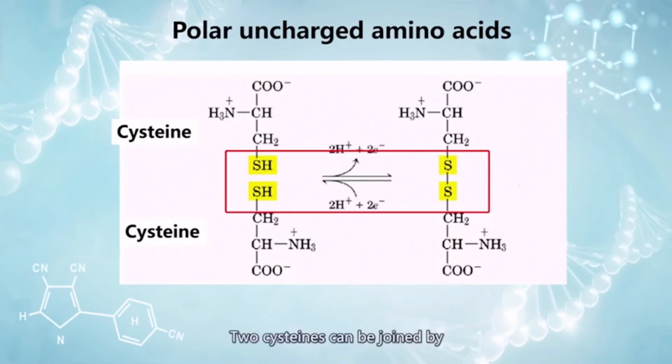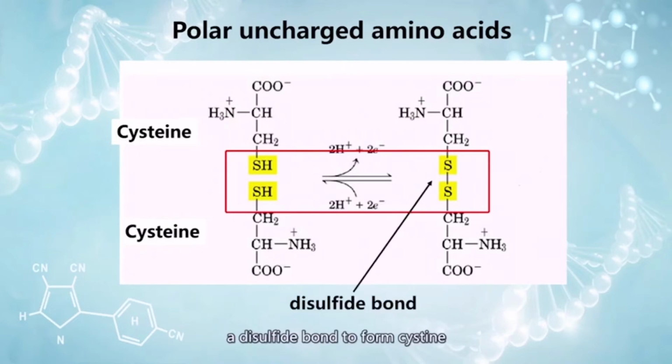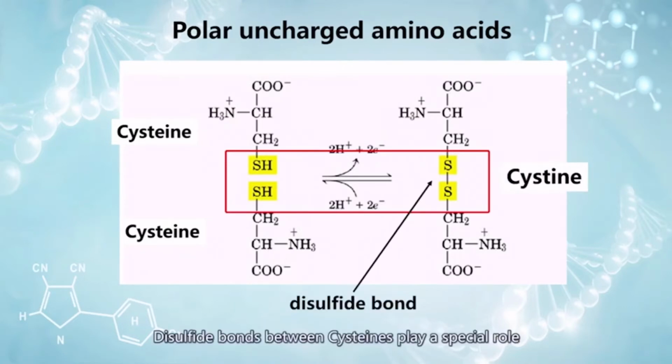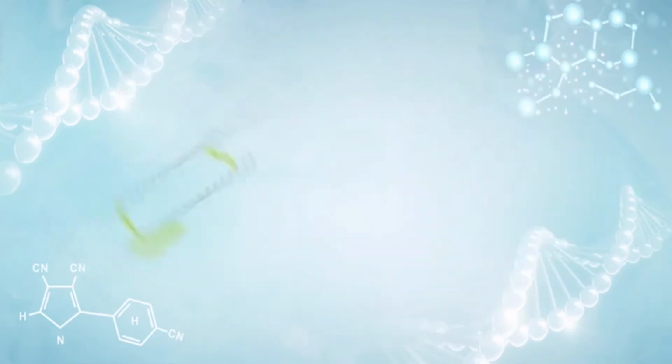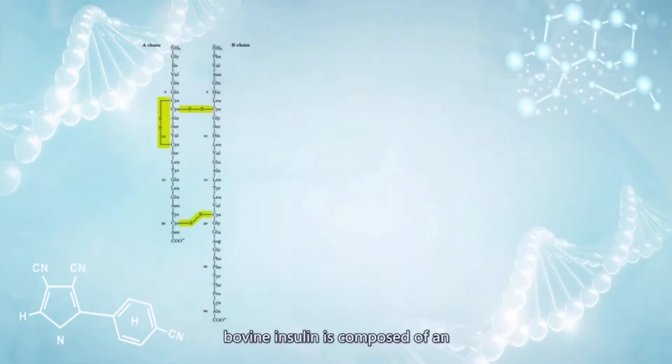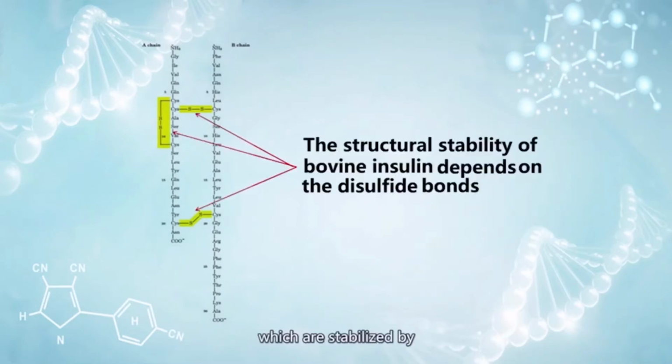Two cysteines can be joined by a disulfide bond to form cystine. Disulfide bonds between cysteines play a special role in stabilizing the structure of many proteins. For example, bovine insulin is composed of an A polypeptide chain and a B chain, which are stabilized by 2 disulfide bonds between the 2 chains and an in-chain disulfide bond. If the disulfide bonds are broken, insulin will lose its natural conformation and thus lose its activity.